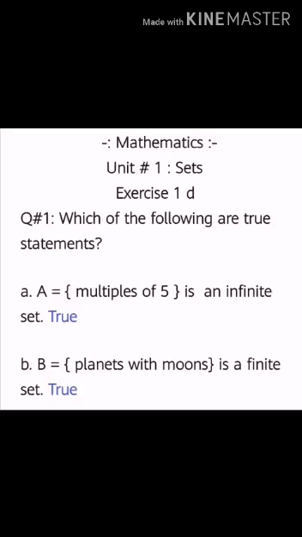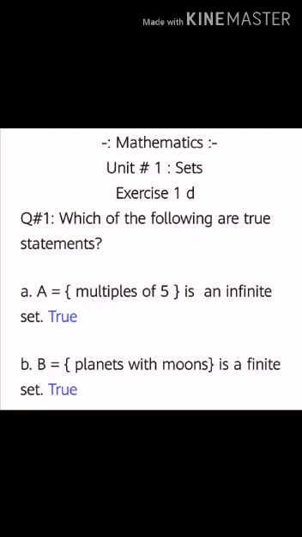Now we come to exercise 1D. Question number 1: which of the following are true statements? Now we will tell which of these statements are true and which are false. Part A we have is A is equal to multiples of 5 is an infinite set. In this set it is not mentioned how many multiples of 5 are present, so it is an infinite set. So the statement is true.